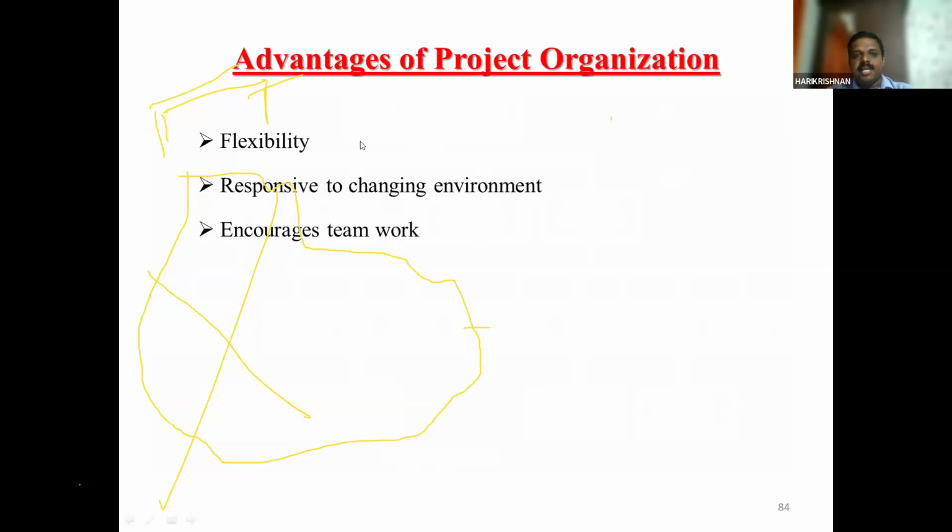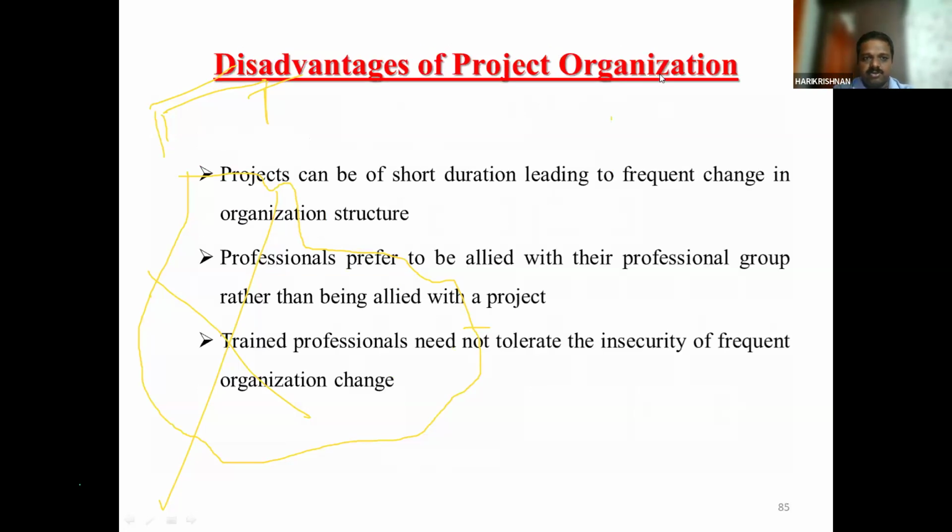Flexibility, responsiveness to a changing environment, and encouraging teamwork. These are the advantages of project organization. Disadvantages: a project can be of short duration, leading to frequent changes in organization structure. Professionals prefer to be allied with the professional group rather than being allied with the project. Trained professionals need not tolerate the insecurity of frequent organization change. Sometimes you have 2 months to work with one manager, the next 4 months another manager. So there will be different mapping in between. Sometimes some people may not accept this working environment.